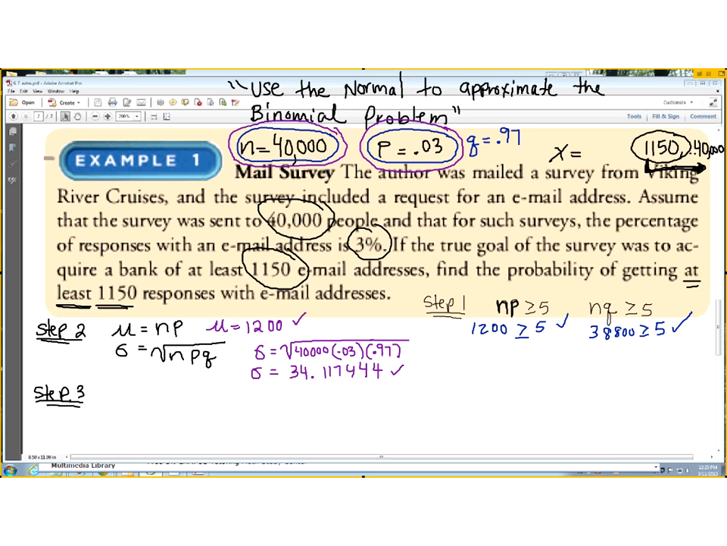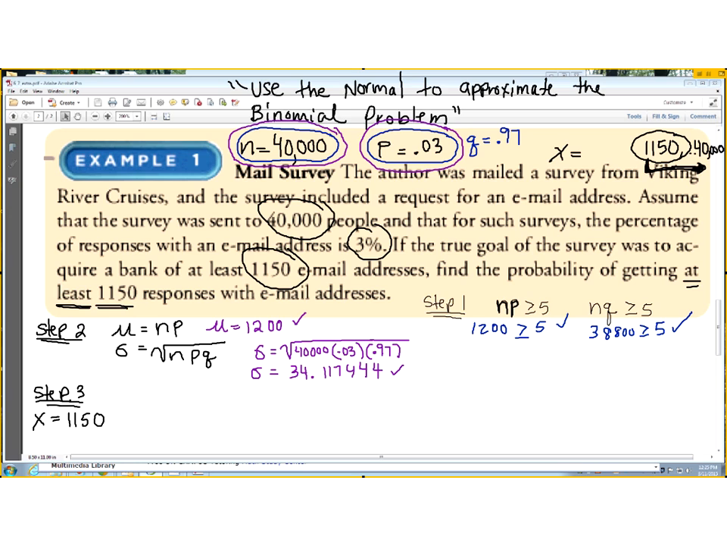But you have to start with the first one. You write x is going to equal 1,150. We're not dealing with the "at least" 1,150 just yet. We just need a starting point. And that's what your x is. That's going to be our starting point. But we're not shading to the right or shading to the left just yet. We just need to know where we're going to start.